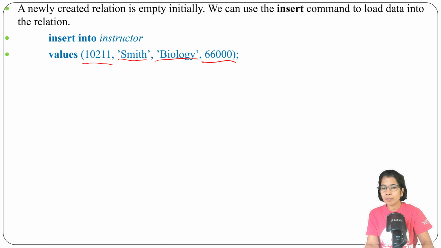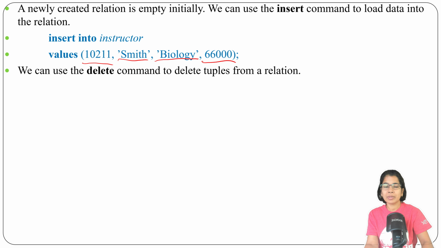Now by the delete command we can delete tuples from the relation. At a time we can delete all the tuples or we can delete tuples one by one. Delete from student will delete all the tuples from the student relation. If we write a specific condition, then that will delete a particular tuple.